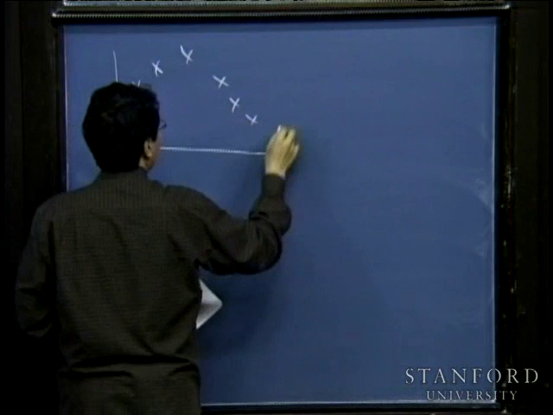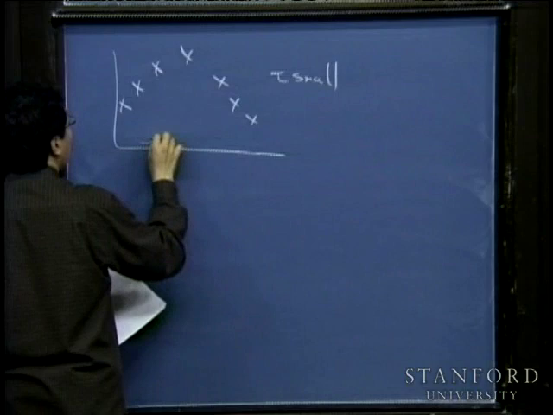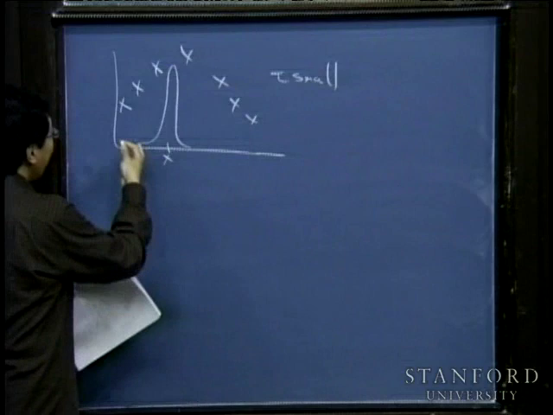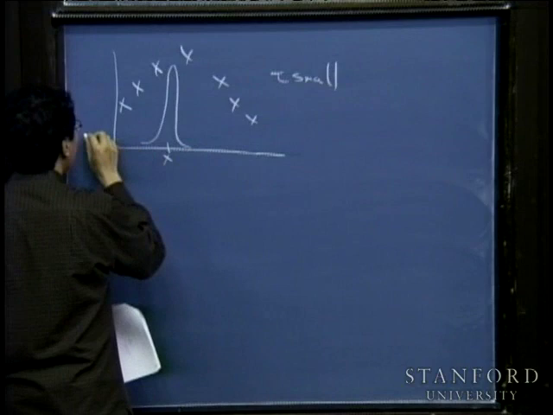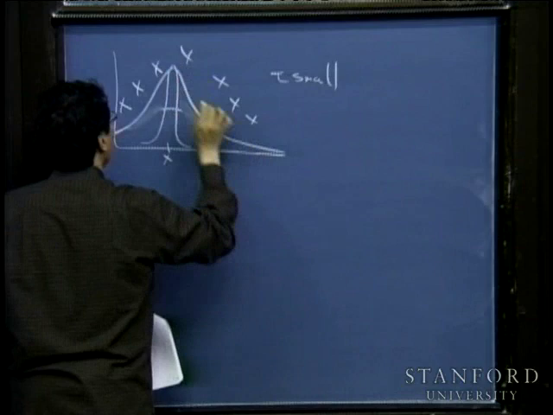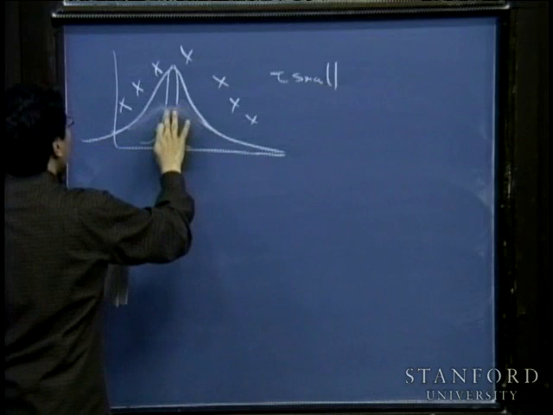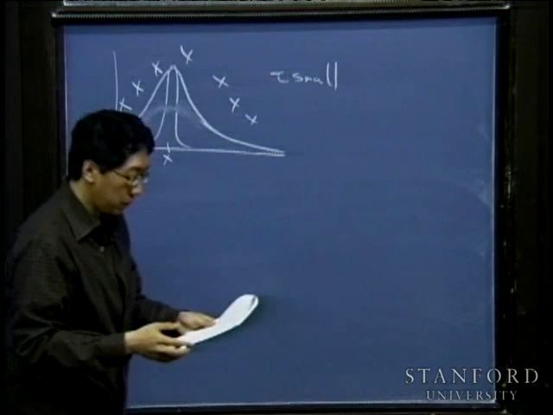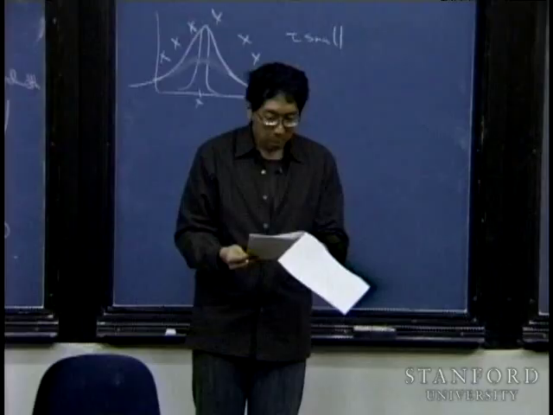So just copy my diagram from the other slide, I guess. If tau is very small, if that's the query x, then you end up choosing a fairly narrow bell shape so that the weights of points that are far away fall off rapidly. Whereas if tau is large, then you end up choosing a weighting function that falls off relatively slowly with distance from your query. Okay.